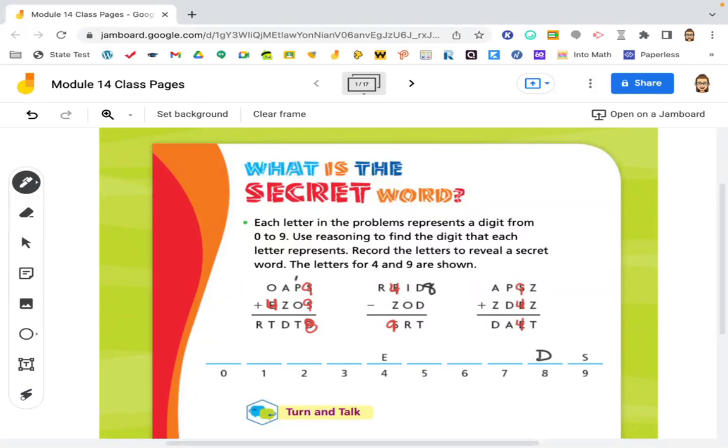So now this is 8. This is 8. This is 8. And this is 8. Which would tell me that T, we're subtracting 8 minus 8, so it would tell me that T is 0.